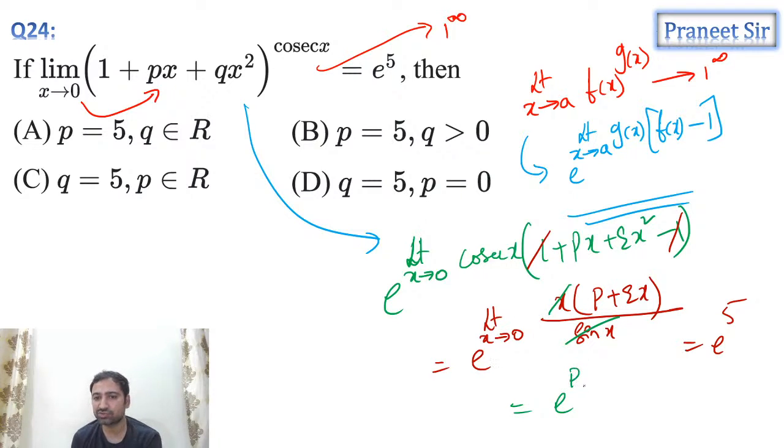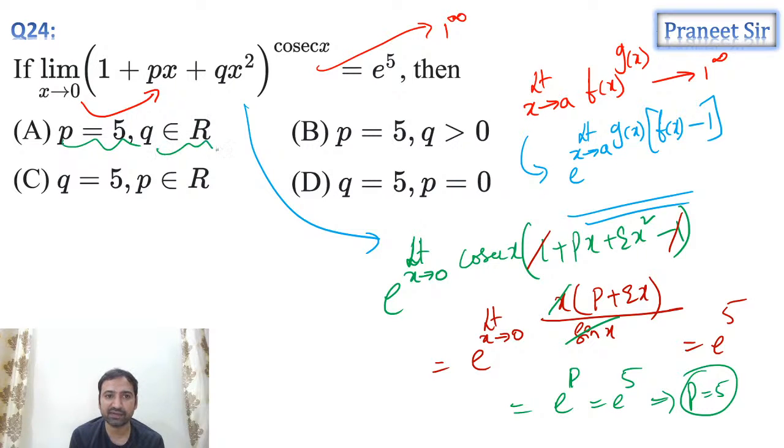When you substitute x equals to 0, we're getting e power p is equals to e power 5. From this we're getting p is equals to 5. What about q, guys? q can be anything. So p is equals to 5 and q can be anything. q belongs to real numbers. Clear? Perfect. First option is the answer.